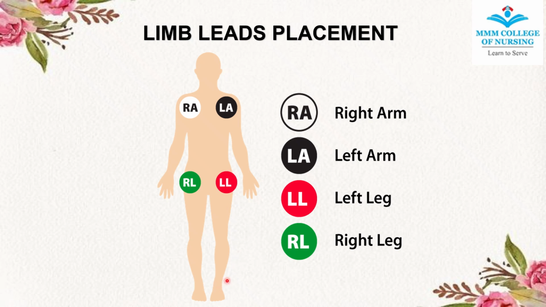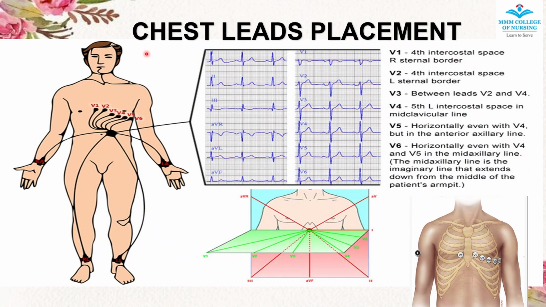Regarding chest lead placement, there are 6 electrodes positioned on the chest, recording 6 chest leads, which are labeled V1 to V6. In some ECG machines, they are also labeled C1 to C6. The multiple chest lead recordings give a 3-dimensional view of the electrical activity of the heart.